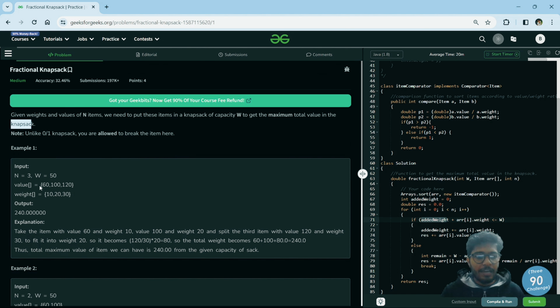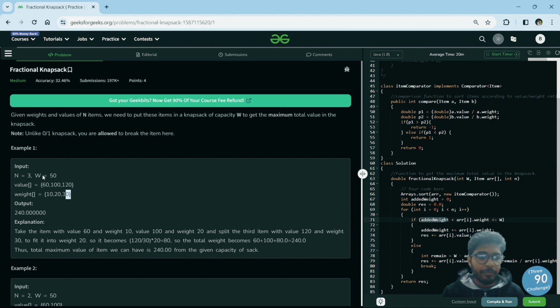So we are given an array of values and an array of weights of particular products, and we have to fill the knapsack, or let's say a bag, with some products whose weights are given. So the bag has some capacity. In the first example, the capacity of the knapsack is 50 and the weights are 10 for the first product, 20 for the second and 30 for the third.